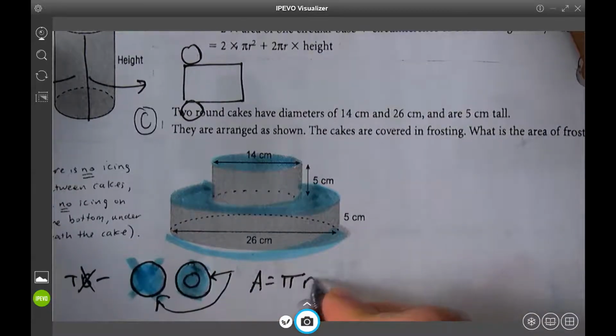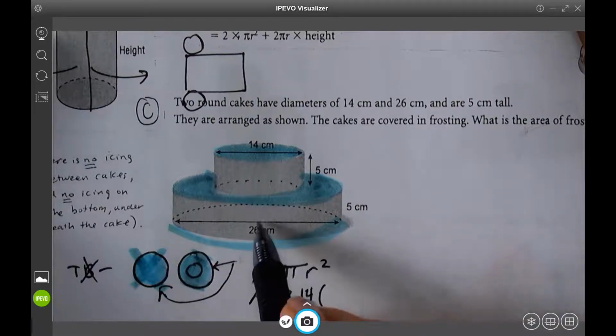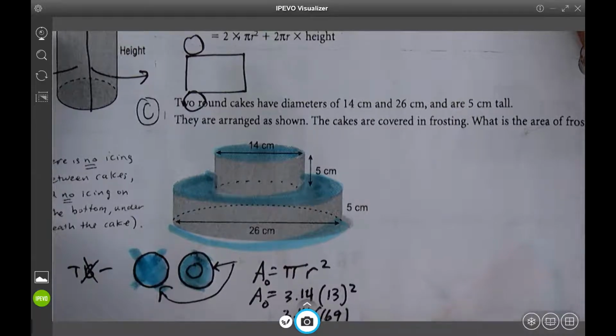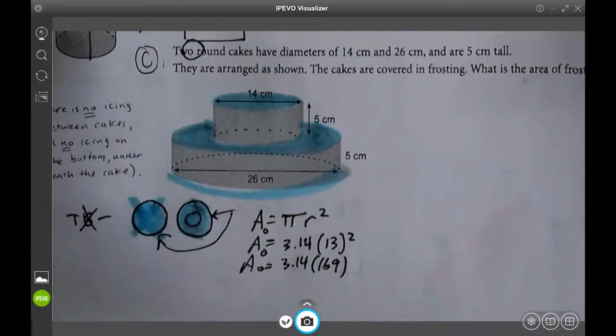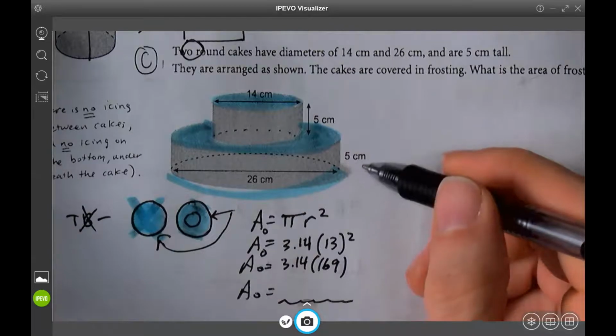Area equals pi r squared. Just doing the area of a circle, 3.14 times the radius. What is the radius of this? 26 divided by 2 is 13. So 13 squared is 169. I multiply this out and I'm going to get a number. Whatever number that is, you can multiply that out. And now I have the top.